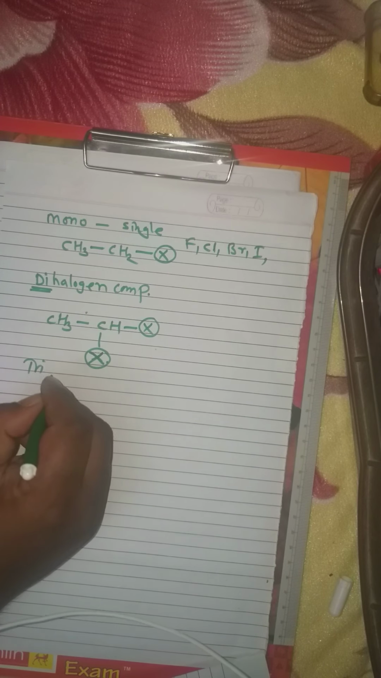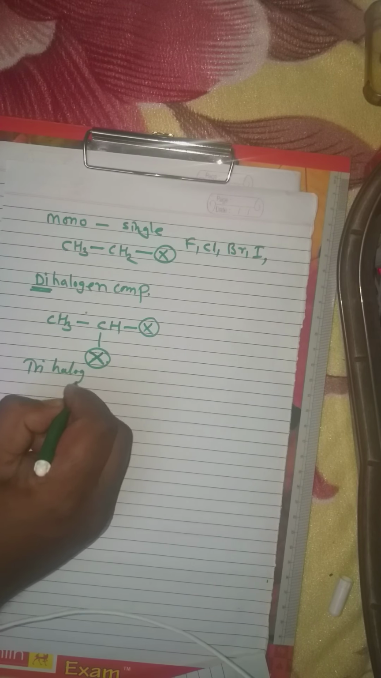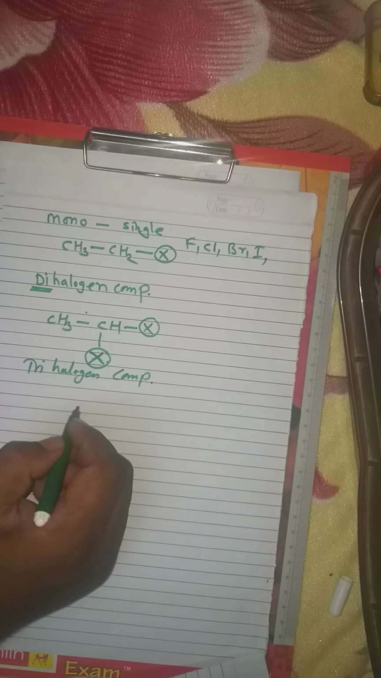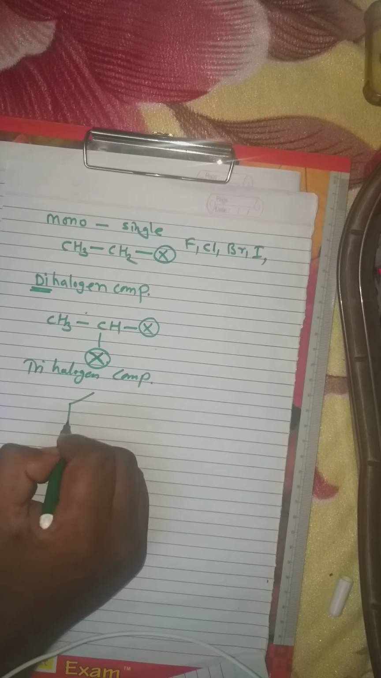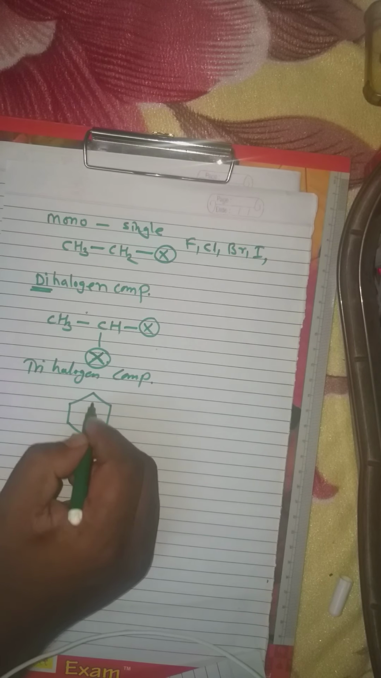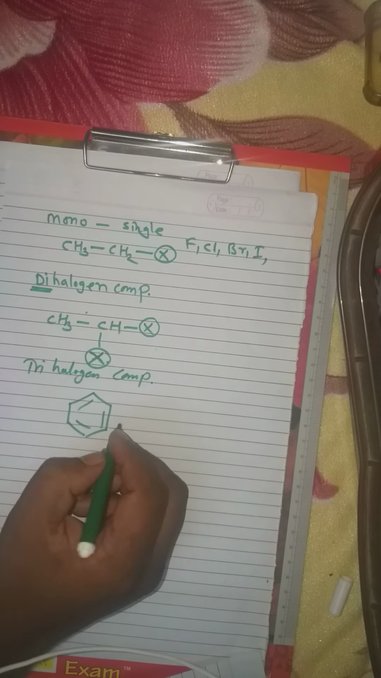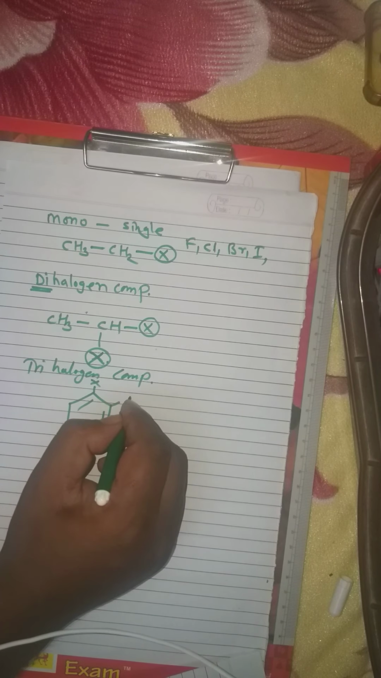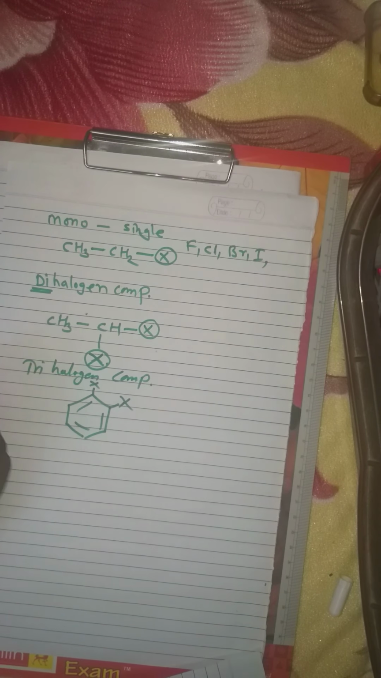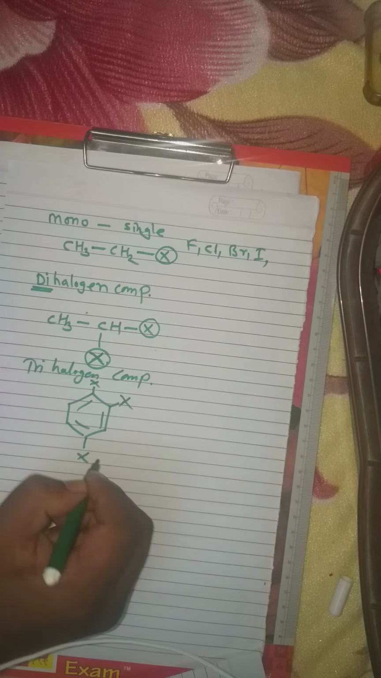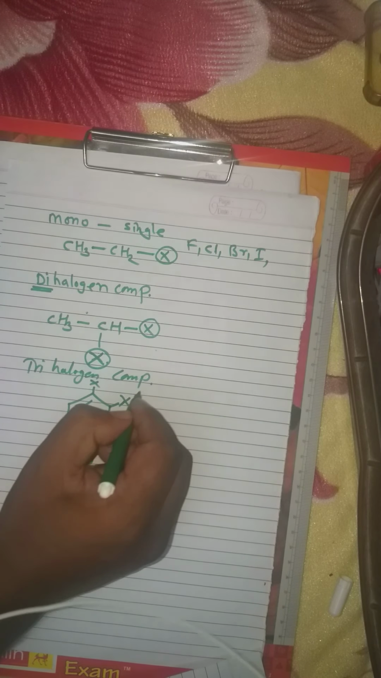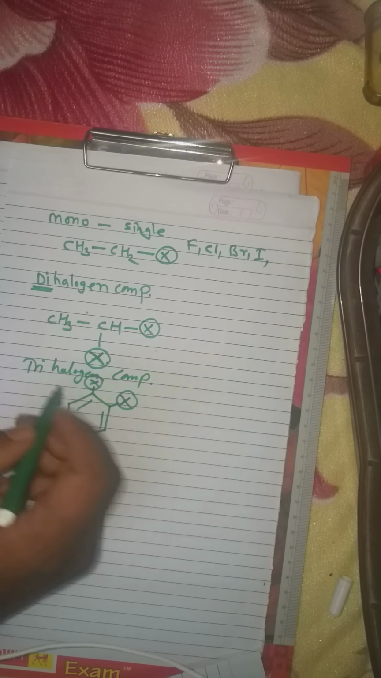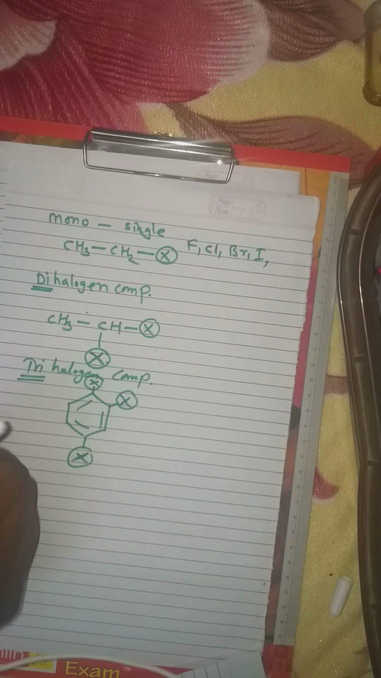And trihalogen compound should be written like this. One benzene ring we can draw. This is the example of arene. Now one halogen here, one halogen here and one halogen here. That means three halogens we are going to attach to the single compound. That means trihalogen compounds.